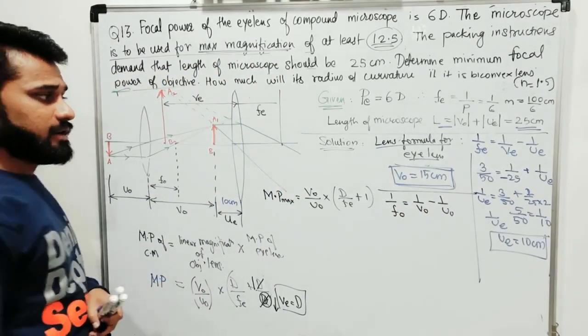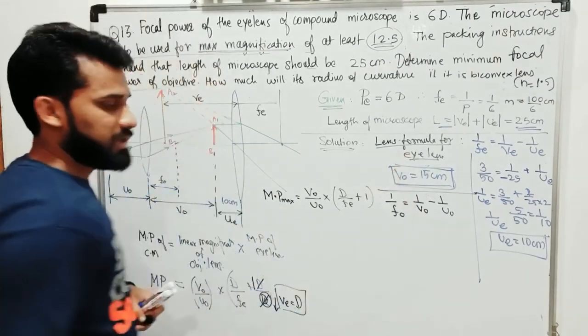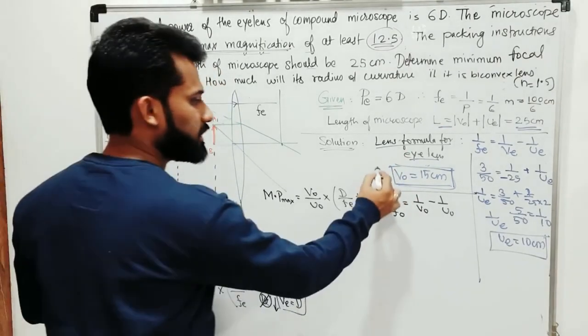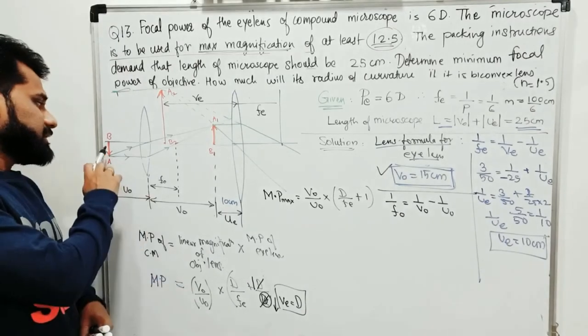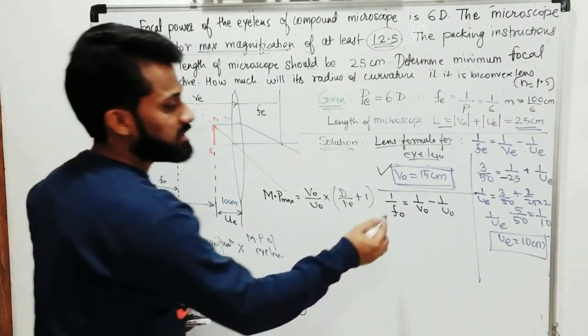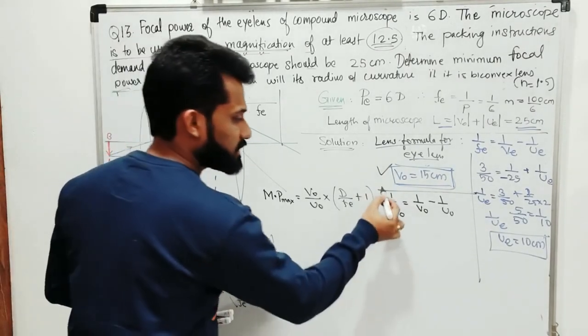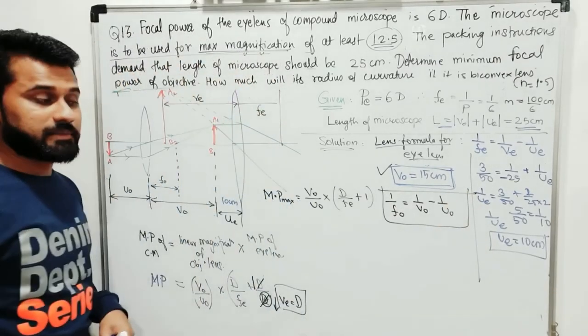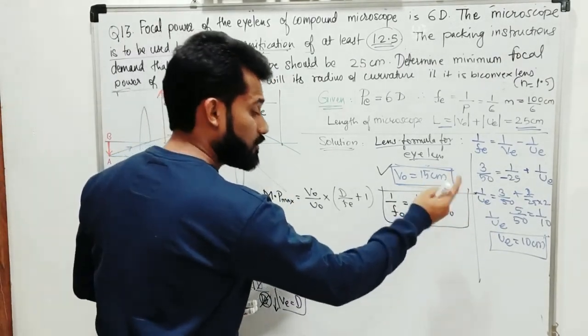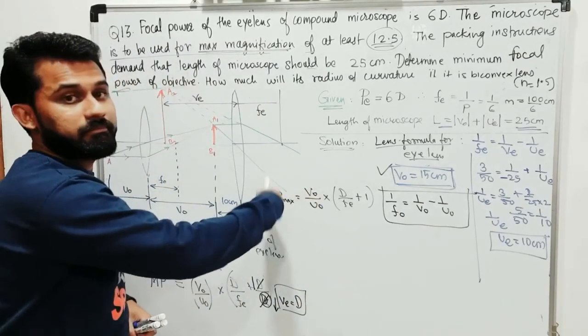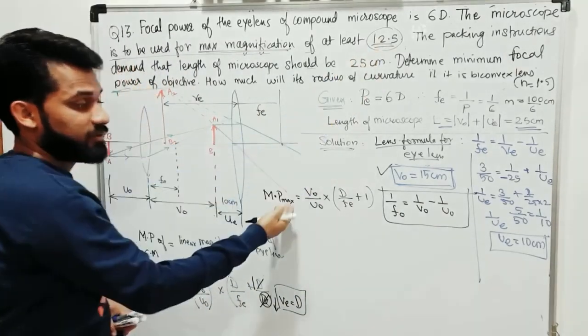Right? What is value of VO? We know value of VO is 15. But where the object is placed, we don't know. What is the value of FO, we don't know. So directly using this equation will not give us the answer because there are two unknown terms. How to get one of that term? Using the maximum magnifying power condition. We have not used it so far.